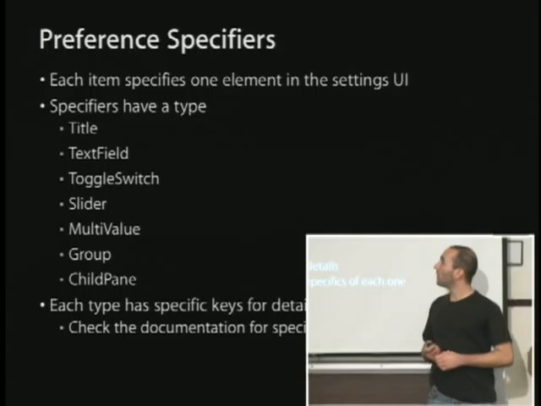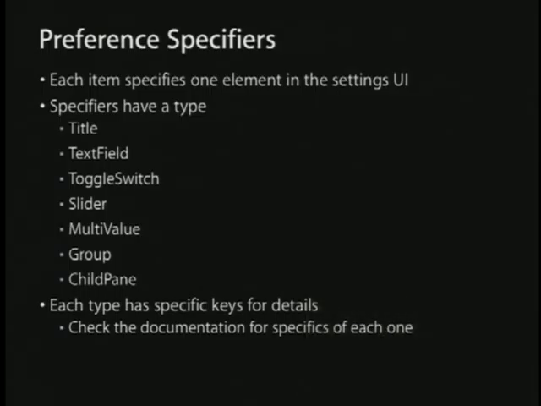Here are the different types that they have. So there's a title, which is really just a text string. There's a text field. So let's say you wanted to change their username, or you want to change some prompt that they see every time they launch. Toggle switch, slider, multi-value I described already. Group is another step-in kind of hierarchy thing, but you can have other controls in there. And child pane, of course, comes from a group. Each of the items has keys associated with it. And the keys are how you reference them inside your app, and you specify those keys.